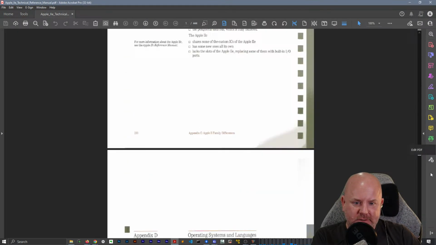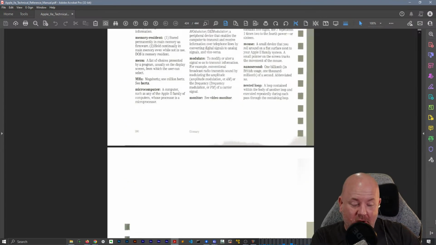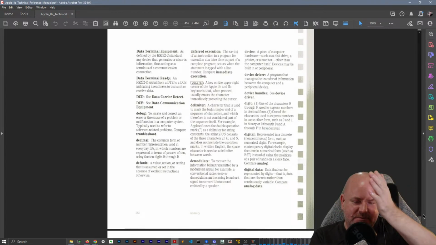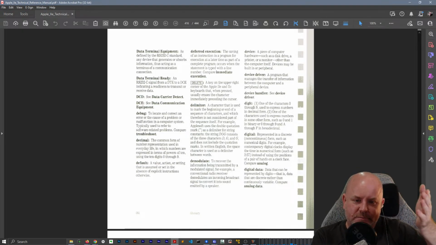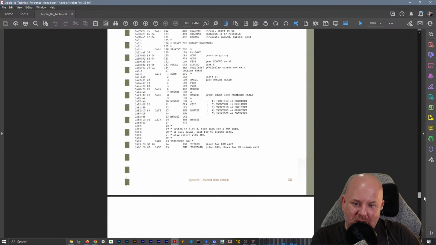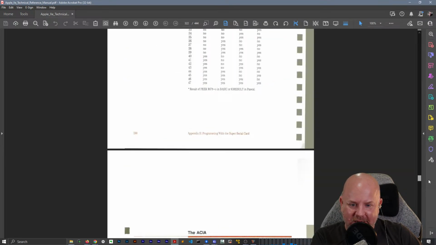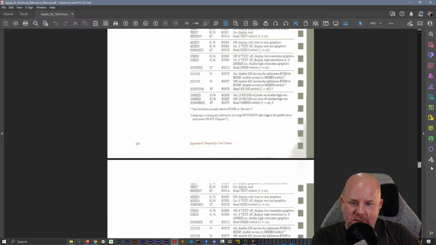I actually have this book. It's funny because I've got all of the hardware reference manuals now from the Apple II to the 2GS, and it's interesting to me how as you go through each one of them, they get less and less useful. But there's also a lot of stuff that's just copy pasted from one to the next.